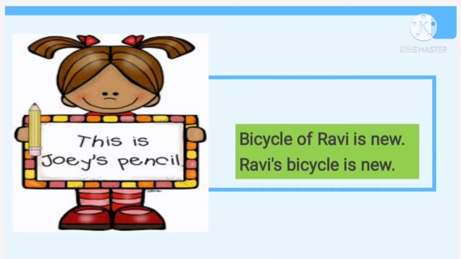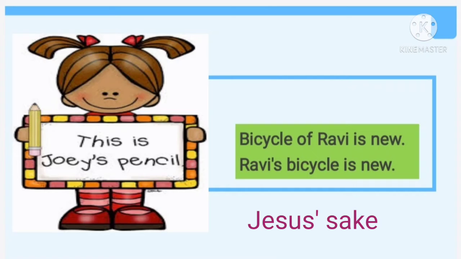And the letter s is not added to those words that end in s. The words which end in s, we don't add apostrophe s with them. We add only the apostrophe sign to them. For example, Jesus' sake. So here, Jesus already ends in s. So we will not add apostrophe s. We'll add only apostrophe. Jesus' sake.